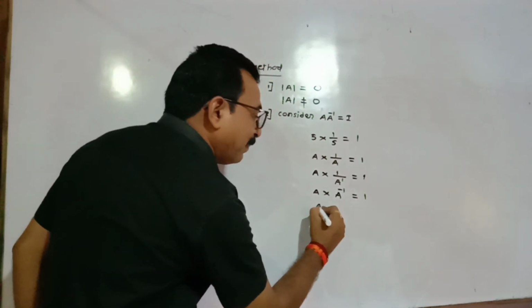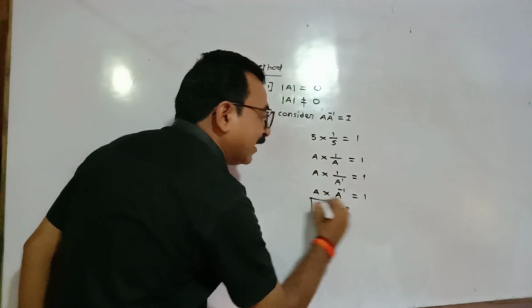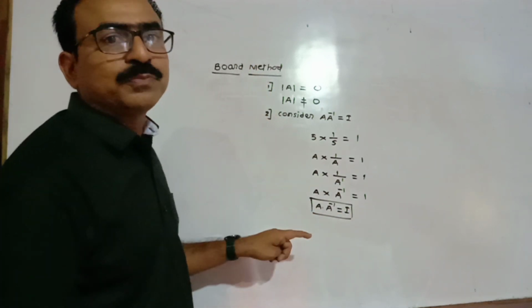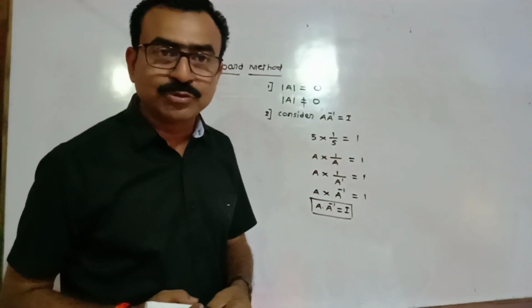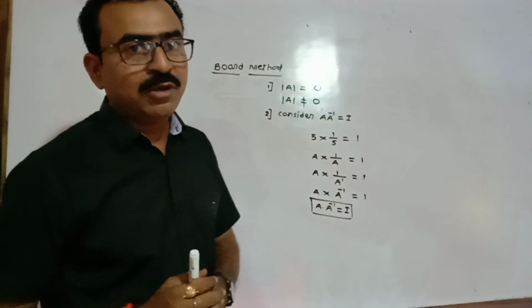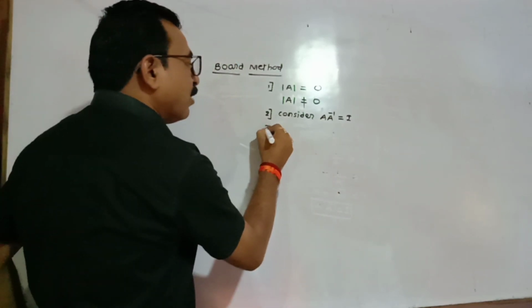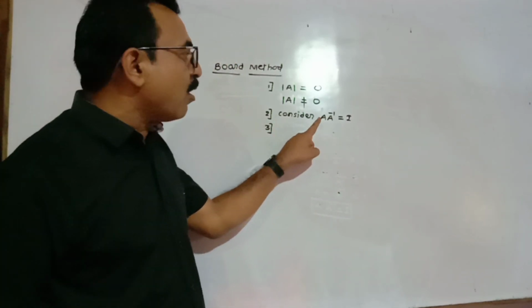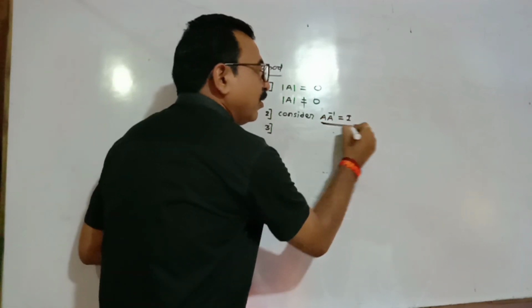So A multiplied by A inverse is equal to 1. 1 means identity, and identity means I. Because of that, you have to consider here A A inverse is equal to I. Understood? That is your second rule. Your third rule is to now substitute the value of matrix A and matrix I in this form.